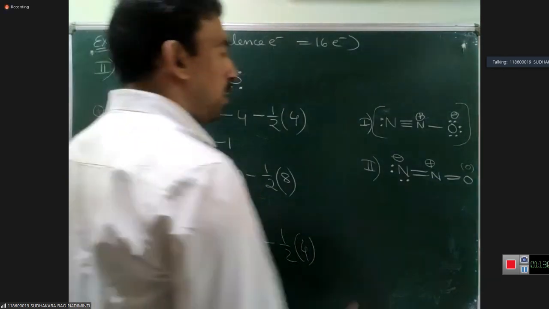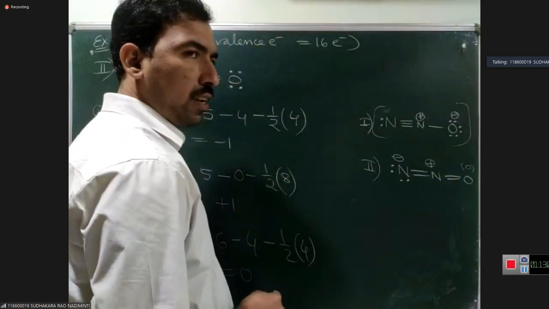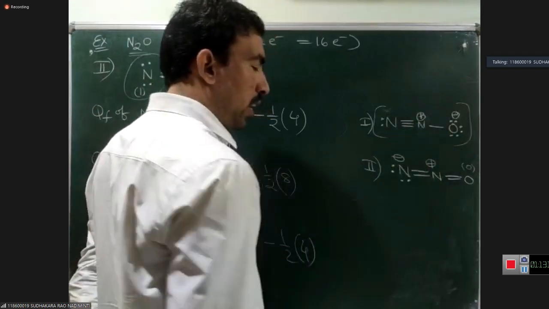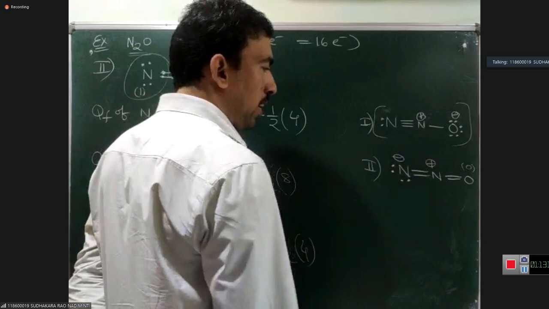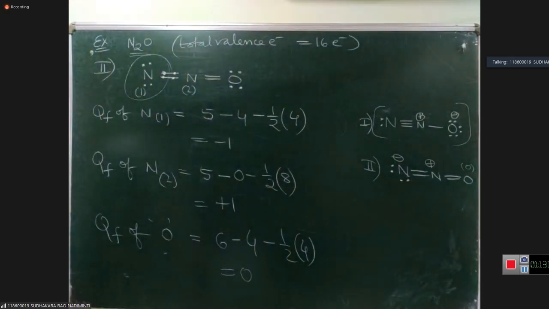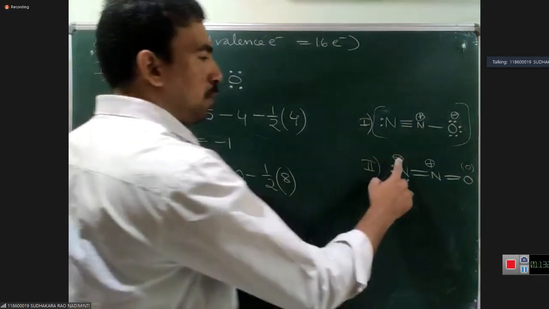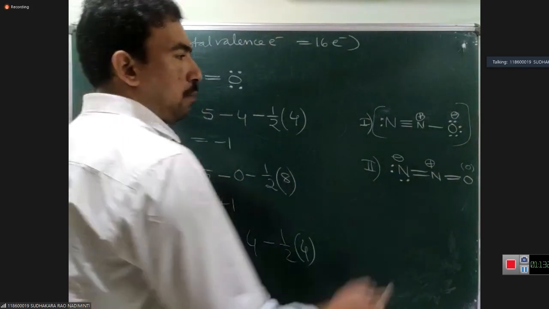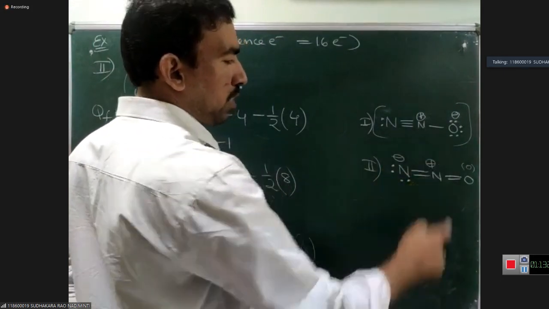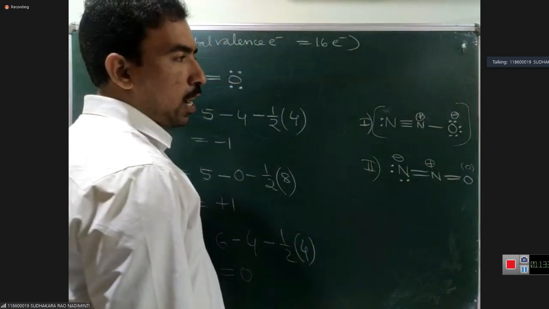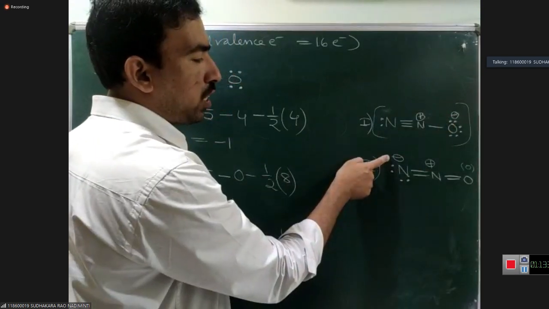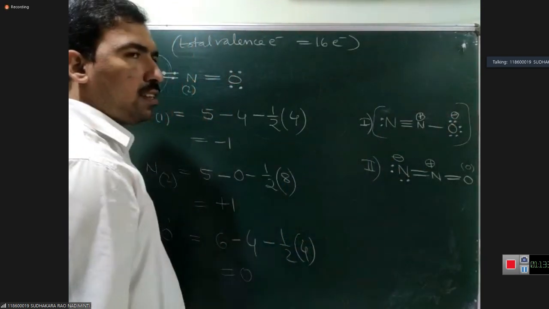So comparing structure 1 and structure 2, the 2 Lewis structures we are able to write: the first Lewis structure has +1 and -1, the second Lewis structure also has +1 and -1. Magnitude wise, both are the same. But the plus charge is present on nitrogen, here also on nitrogen. The negative charge is present on oxygen in one, and on nitrogen in the other. That is the only difference.